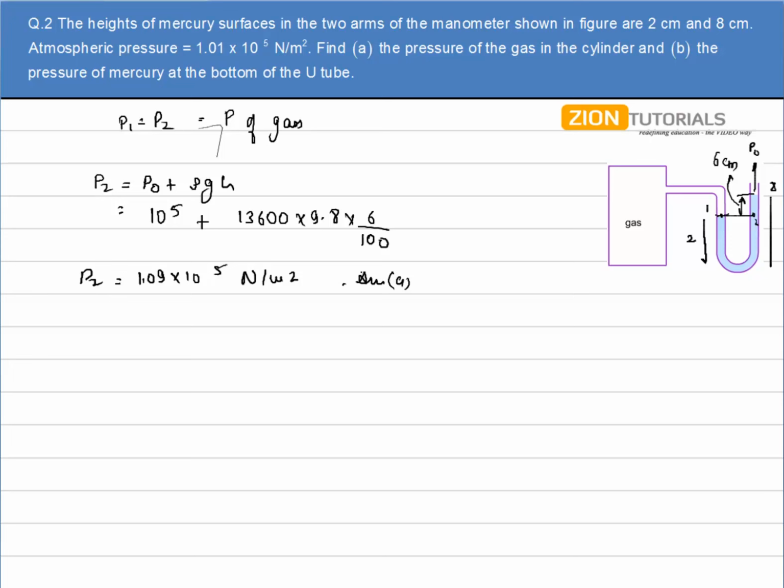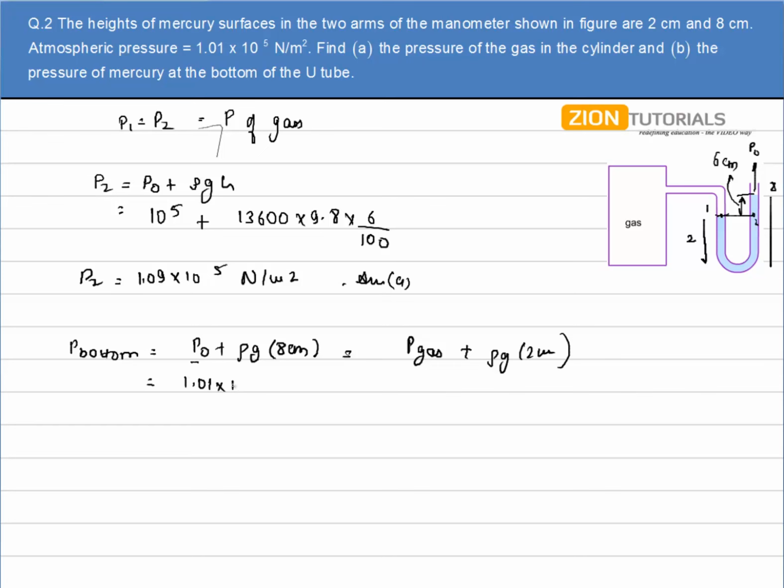In the second part, I had to calculate the pressure of the mercury at the bottom of the tube. So pressure at the bottom can be written as P naught plus rho g 8 centimeter, and that will also be equal to pressure of gas plus rho g 2 centimeter. Fine. So you can calculate the value of P bottom from any of the expressions. I'll calculate from this expression.